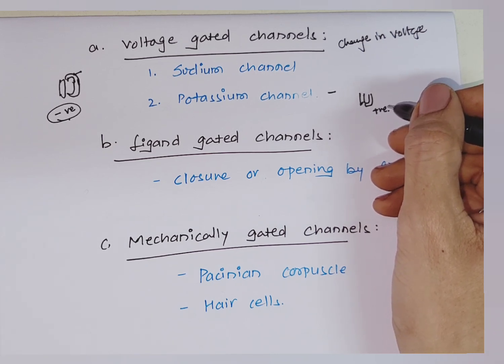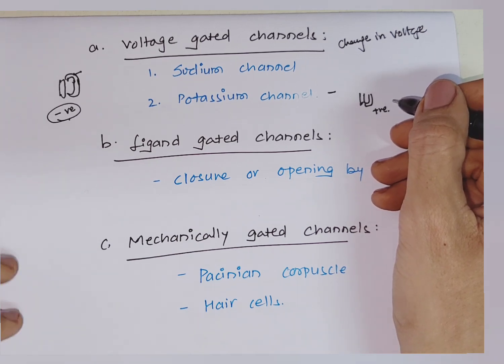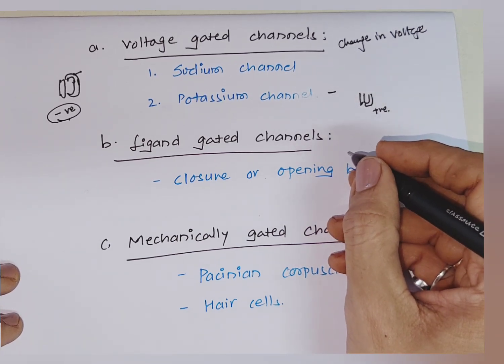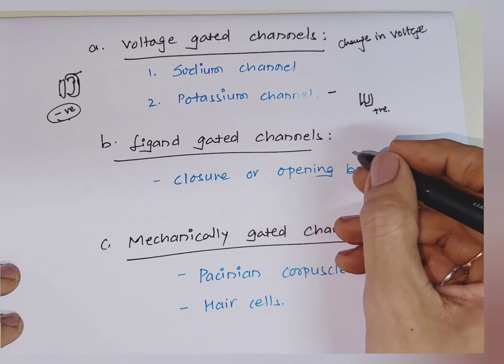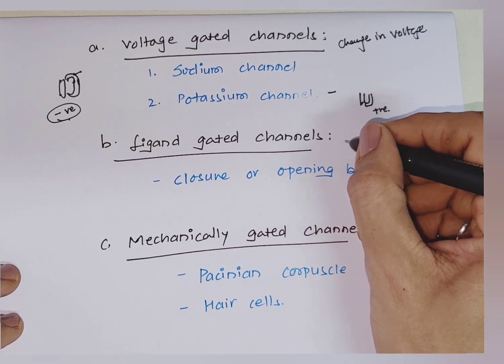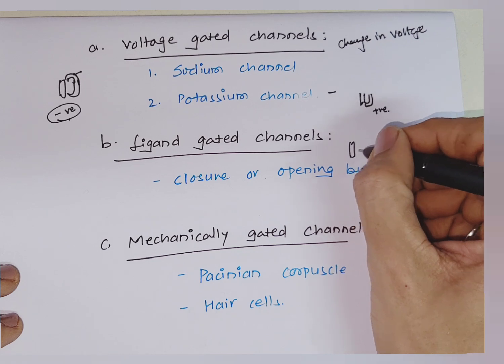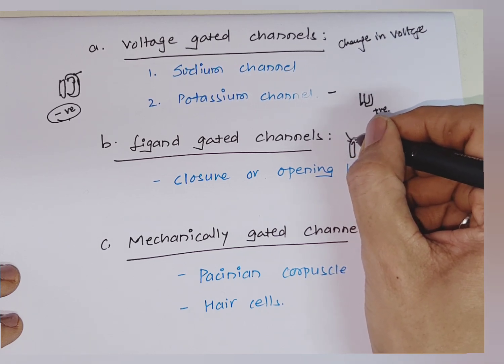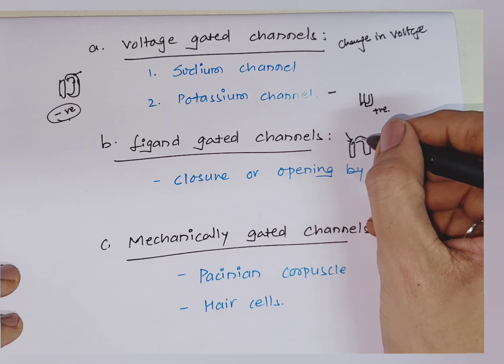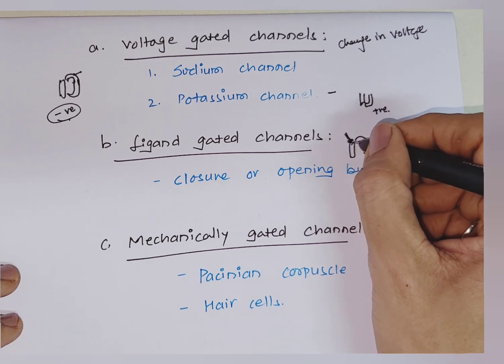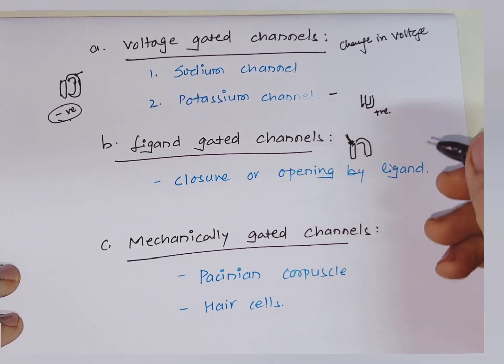Second variety of channels are ligand gated channels. What do you mean by ligand? Ligand is any substance like a hormone or any chemical. Suppose this is a channel, and here is a place for binding of the ligand. When the ligand binds with this channel, there is opening of the channel. The channel is not for the ligand.